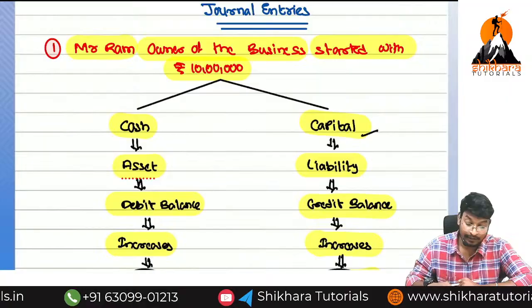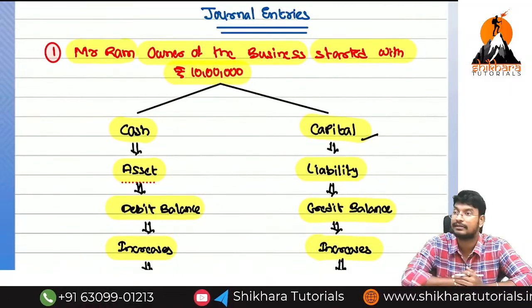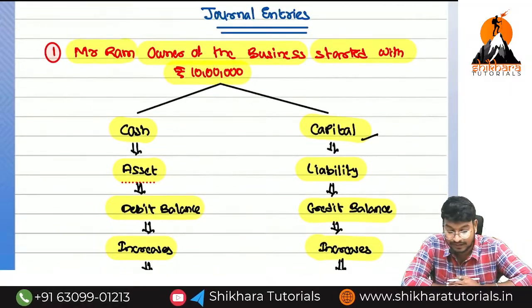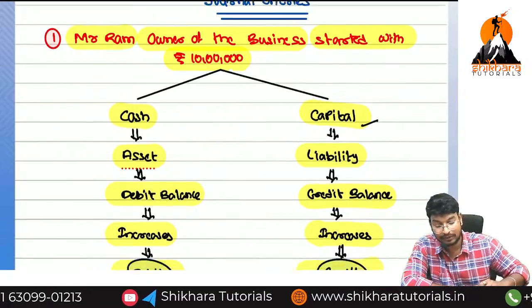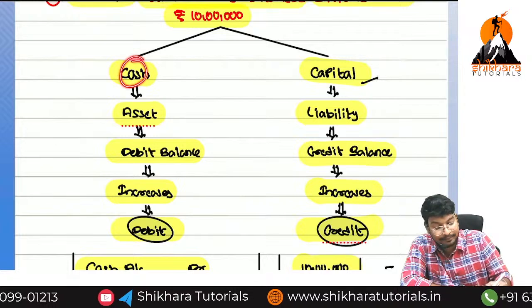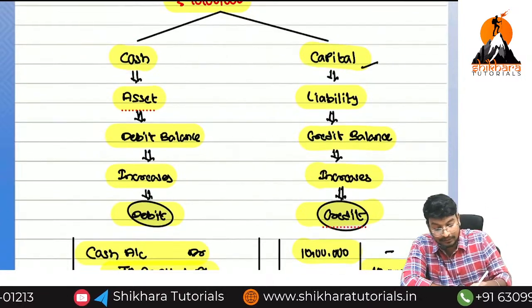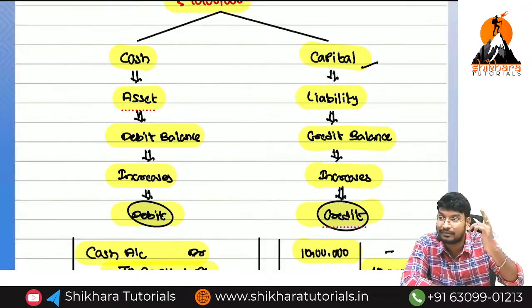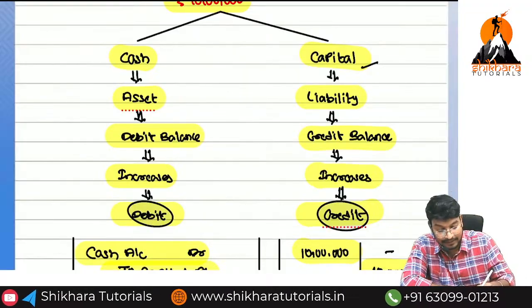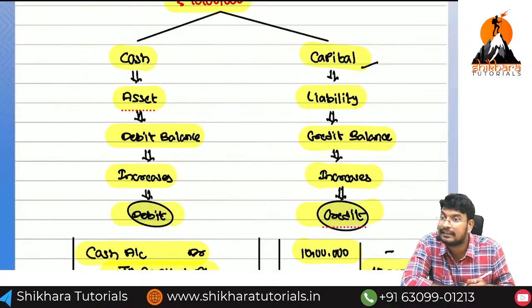Next we started the discussion of journal entries. In that, what is the first journal entry? Capital. Okay? So what are the two accounts here? Cash and capital are the two accounts. So is cash an asset or liability? It is an asset. So asset means which balance? Debit balance. So asset means debit balance. Increases or decreases?